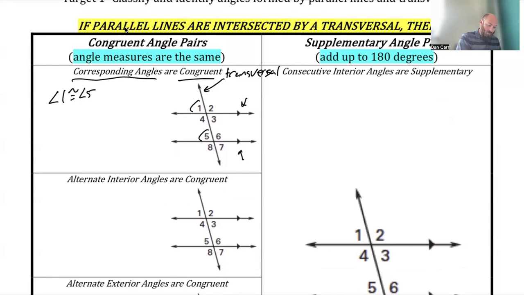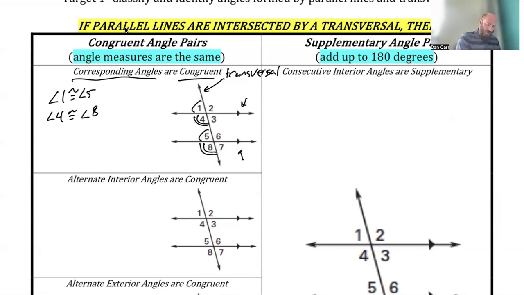But we have some more. We can do angle 4 is congruent to angle 8. Those are corresponding as well. Let me demonstrate this. This is what I mean by corresponding. We take it and we can just shift it right down there. Same thing happens with angle 4 and angle 8. So if I look at angle 8 and I shift it right there, it's in the same kind of corresponding position. That's what we mean by that.